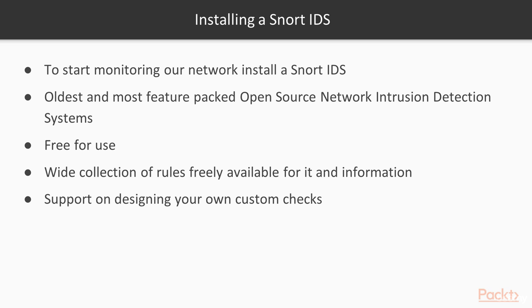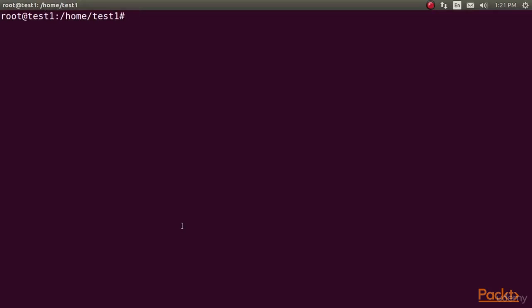To start monitoring our network for irregular traffic, we are going to start by installing a Snort IDS. Snort is one of the oldest and most feature-packed open source network intrusion detection systems, IDS. It is free for use, and there is a wide collection of rules freely available for it, as well as information and support on designing your own custom checks. So after this brief introduction, we will now see how to do it.